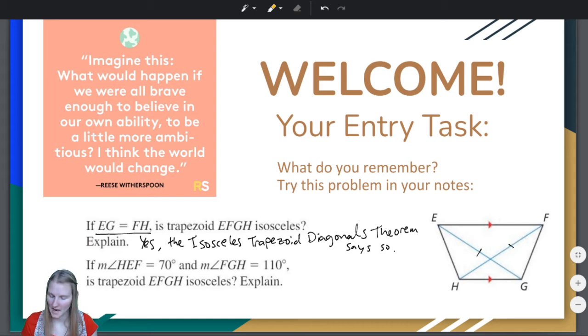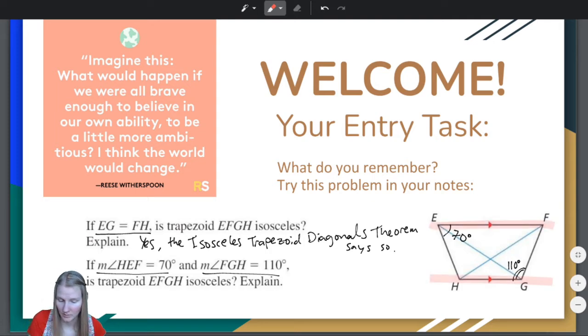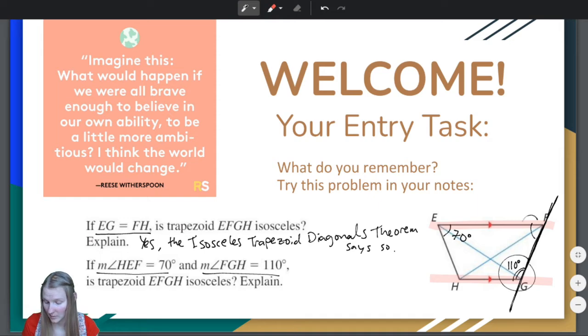Yes. Okay. And if the measure of angle HEF is 70 degrees and the measure of angle FGH was 110 degrees, is trapezoid EFGH isosceles? And explain. Well, what we need to think about is the fact that these sides are parallel, because that means I can think of this side as a transversal, and then I have supplementary angles here. These consecutive angles must be supplementary.